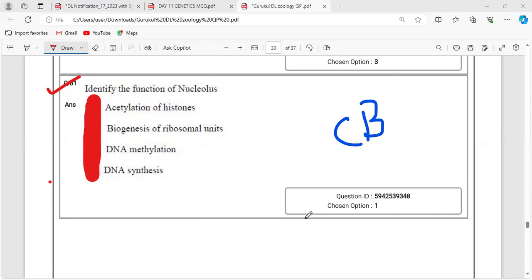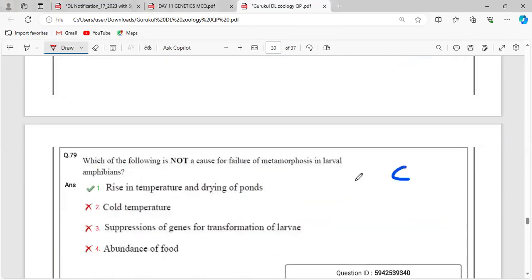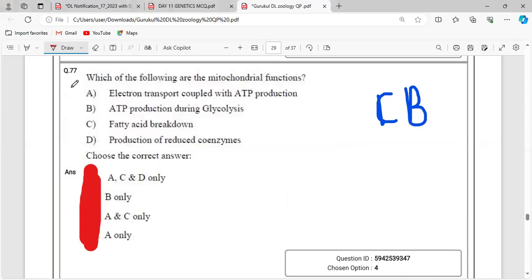Okay, what is the function of nucleolus? Very good. Biosynthesis of ribosomal units. We have discussed this question. Now, which of the following are the mitochondrial functions? Electron transport coupled with ATP production during glycolysis, fatty acid breakdown, production of reduced coenzymes.